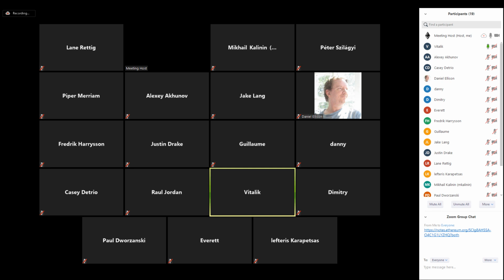So what the beacon chain does is also, the beacon chain is essentially a full proof of stake chain.